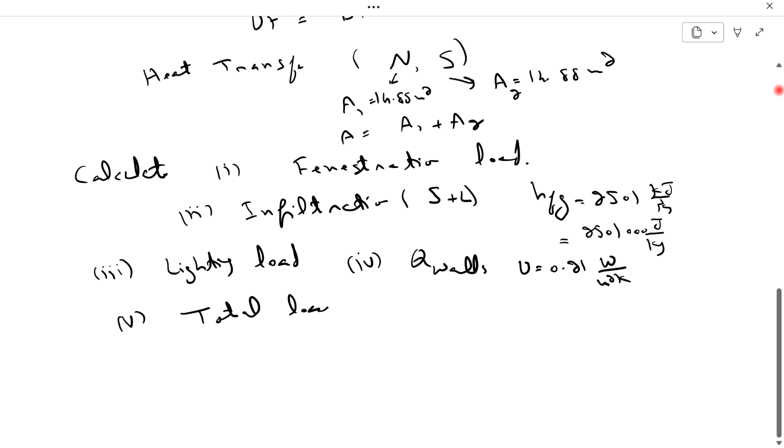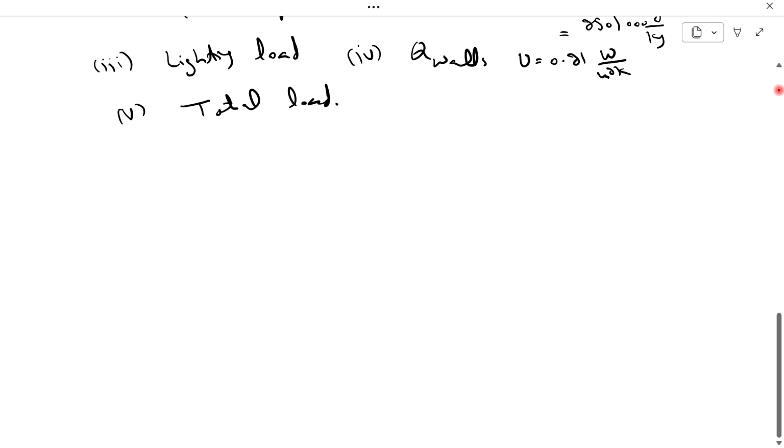So now we start the solution. In solution, first we solve part number 1, Q of windows. Fenestration load, heat transfer through windows or cooling load through windows. So the formula for this: Q load through windows is equal to area multiplied by solar heat gain factor.